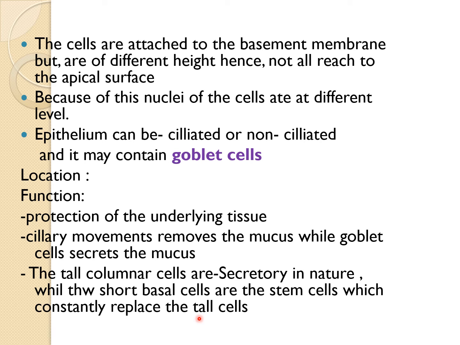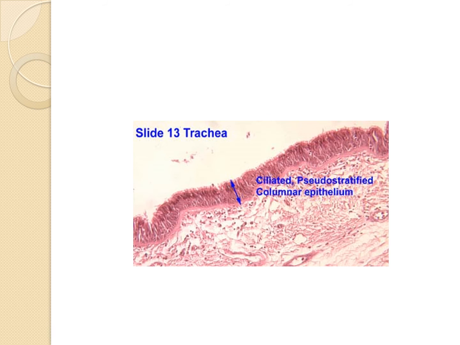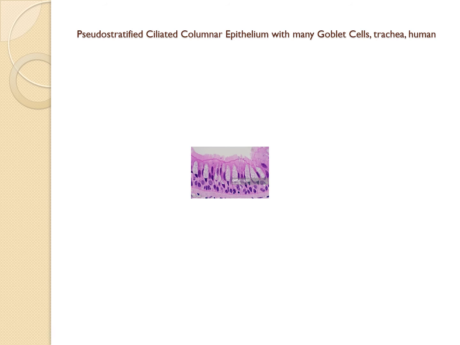So this is pseudostratified epithelium. Here you can see this ciliated pseudostratified epithelium in this slide of the trachea. Pseudostratified columnar epithelium with stereocilia or long microvilli is seen in the epididymis, but ciliated pseudostratified columnar epithelium is seen in the trachea and large bronchi, with goblet cells in the trachea. Here you can see this slide of the trachea.